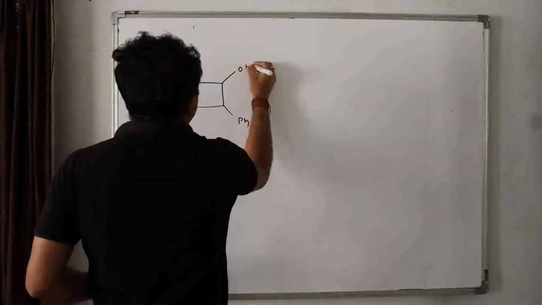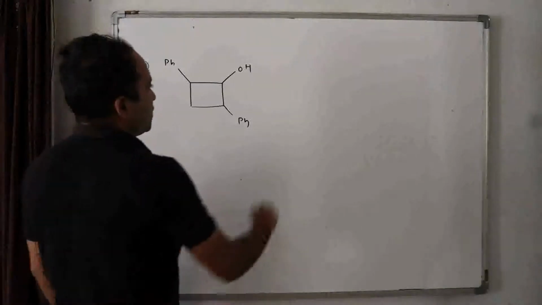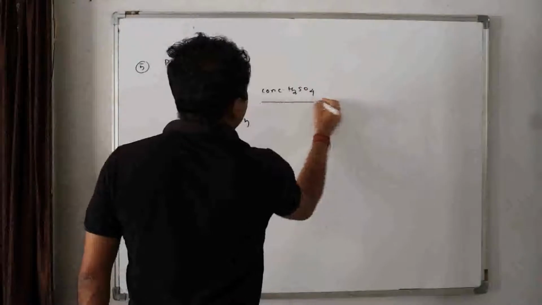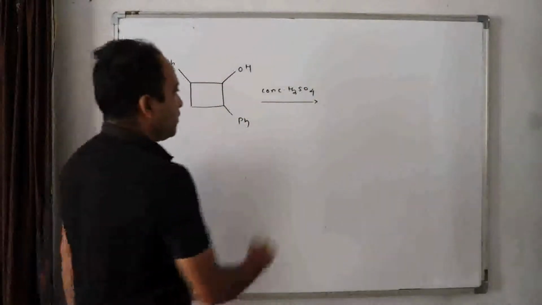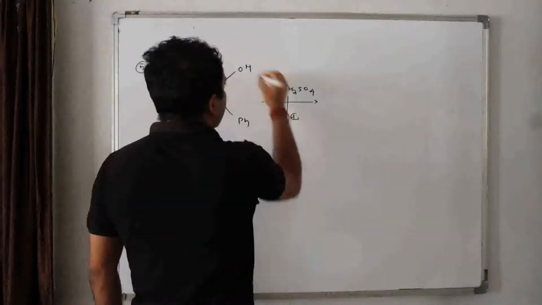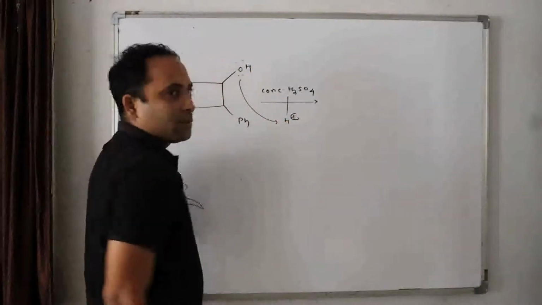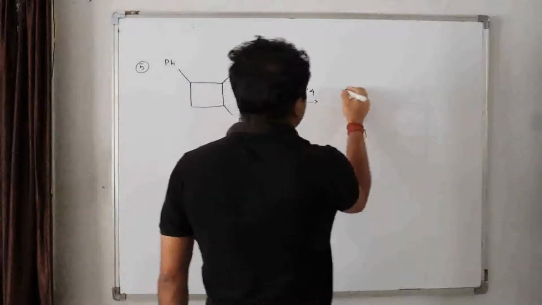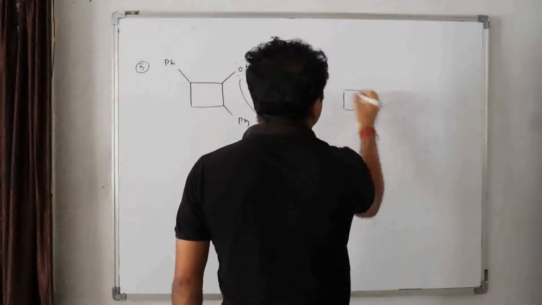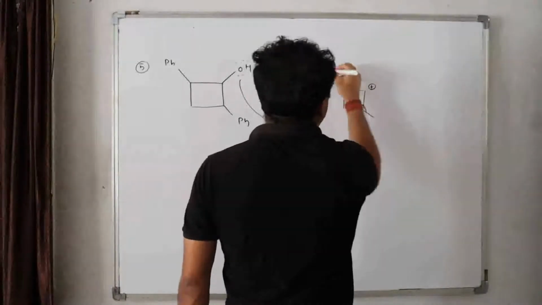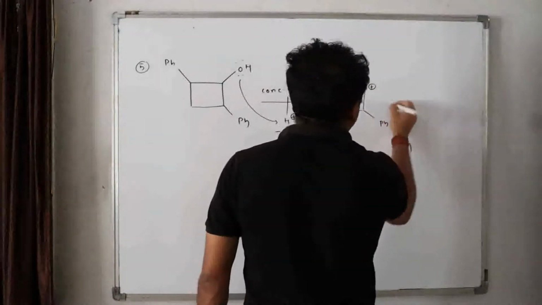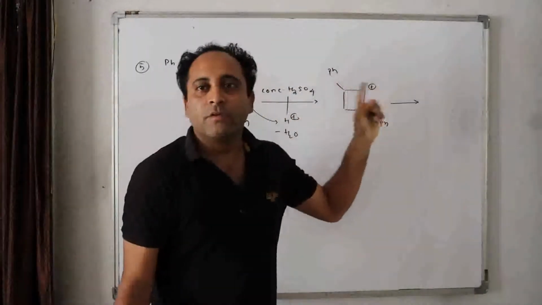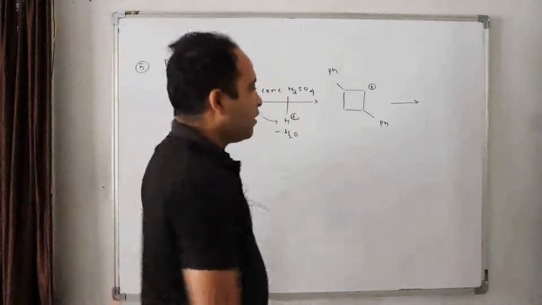Phenyl OH with concentrated H2SO4. Look at this question. H2SO4 will provide H plus. Water molecule removed. What will I get as an intermediate? This is plus. This is phenyl. Any changes in this? Yes. A 4-membered ring with a plus over it will go for ring contraction.